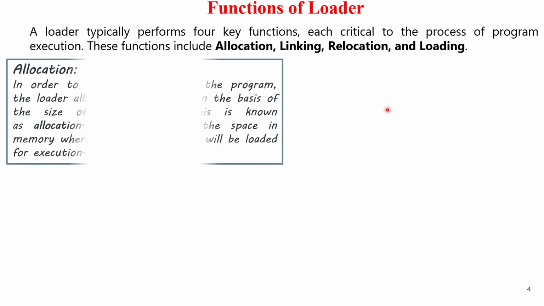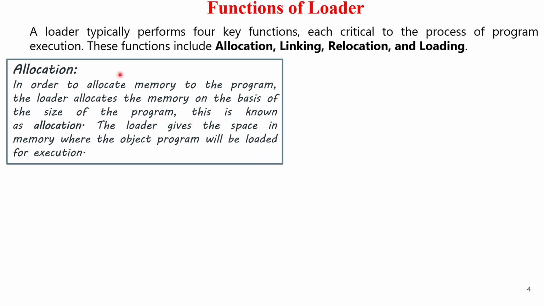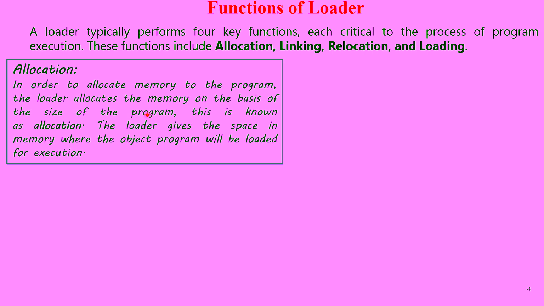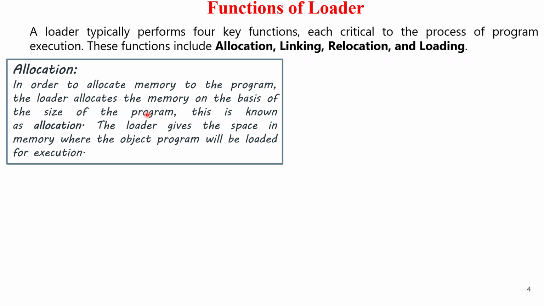Let's see what the slide says. In order to allocate memory to the program, the loader allocates the memory on the basis of the size of the program. So as I said, the loader finds out the size of the exe file which is kept on the hard disk. Based on that size, the loader will identify that much space in the main memory, and then the program will be loaded into that area for its further execution.